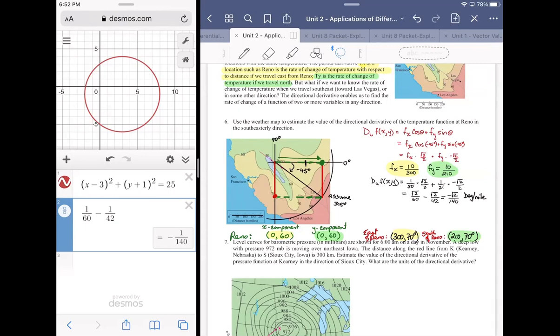All right. So this kind of problem, having something involving a weather map on an assessment, is very, very challenging, but there are ways to get the directional derivative. If you look at the practice test, you'll see what I'm talking about.